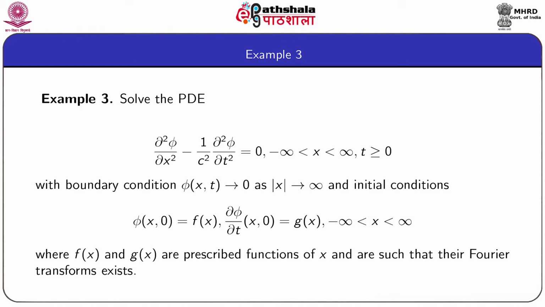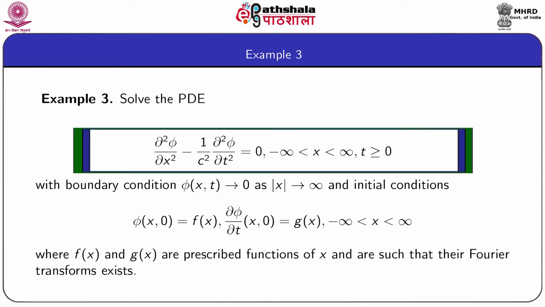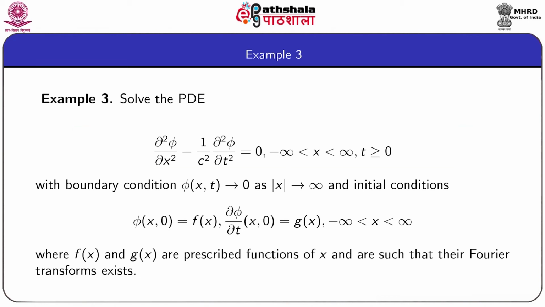Next we come to another partial differential equation, that is the wave equation. So we solve for small phi, which is a function of x and t, and that satisfies the hyperbolic equation del 2 phi del x2 minus 1 by c square del 2 phi del t2 equal to 0, where x ranges from minus infinity to plus infinity and t is greater than or equal to 0.